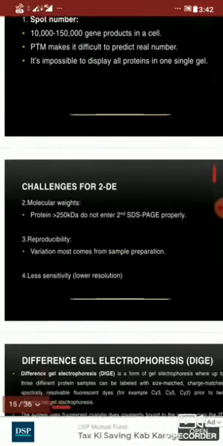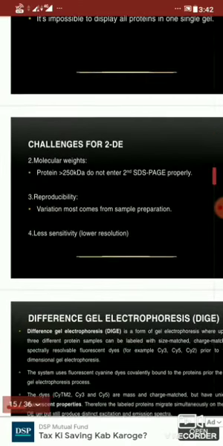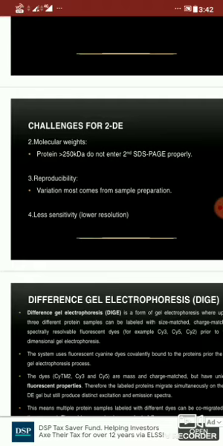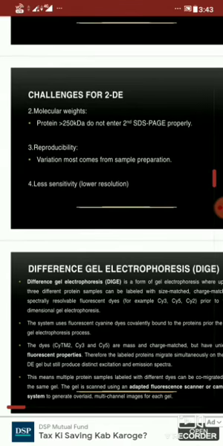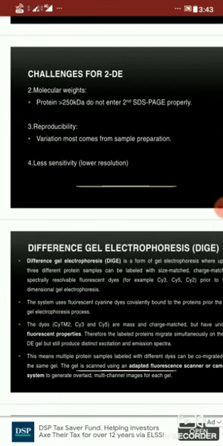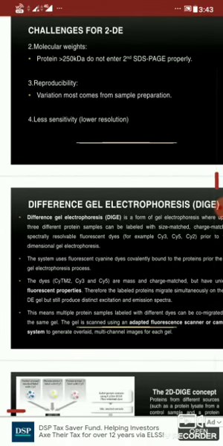So to overcome this challenge, people came up with another advanced version. Another difficulty with two-dimensional gel electrophoresis was proteins which were very big, that is more than 250 kilodalton in size. They usually find it very difficult to enter into the second SDS-PAGE gel properly. They do not move easily into the gel. So separating proteins which are very big in size was very difficult using two-dimensional gel electrophoresis.